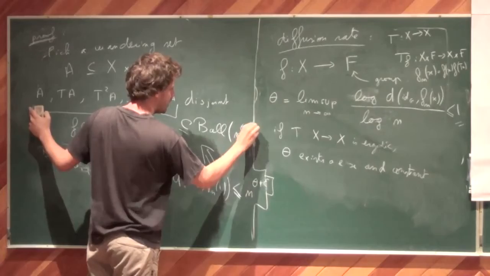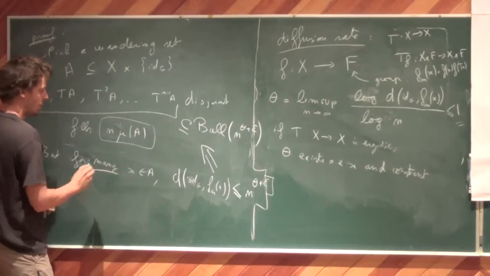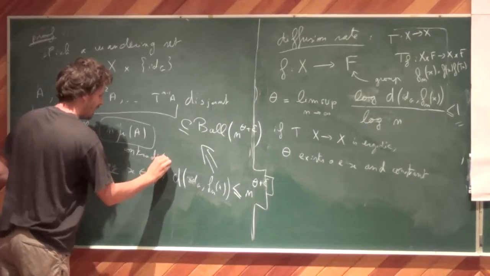And then what is the growth of the ball? This is given by the dimension of f, and so you put the dimension of f in the power to get the number of elements, and you get a contradiction with the growth here. Sorry, it's a proof that goes back and forth.